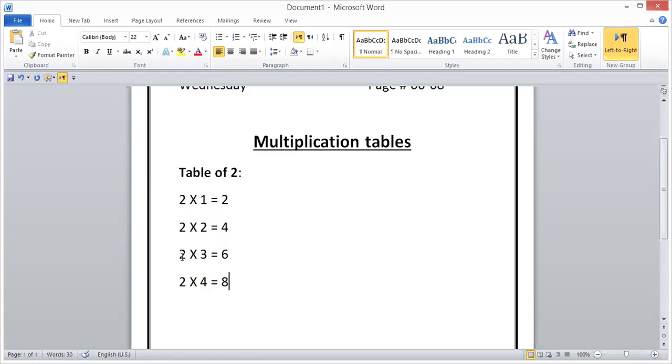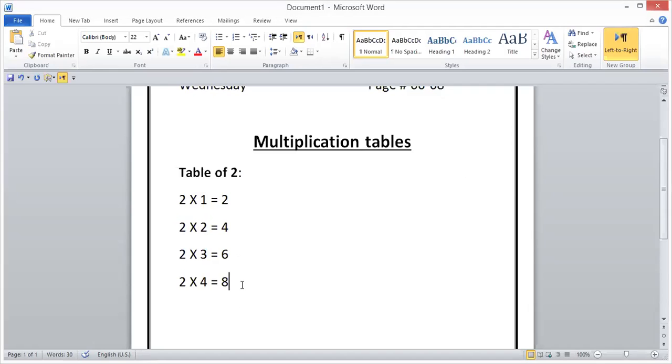Even if I ask you the table and you say 2 by 1 equals to 2, 2 by 2 equals to 4, 2 by 3 equals to 6, that's also fine. If you say 2 cross 1 equals to 2, 2 cross 2 equals to 4, 2 cross 3 equals to 6, that's also fine. The important thing that you should know, when you multiply 2 by 1, the answer should be 2. When you multiply 2 by 2, the answer should be 4. When you multiply 2 by 3, the answer should be 6. Is it clear? Yes, sir.